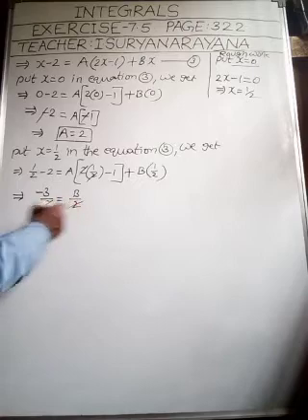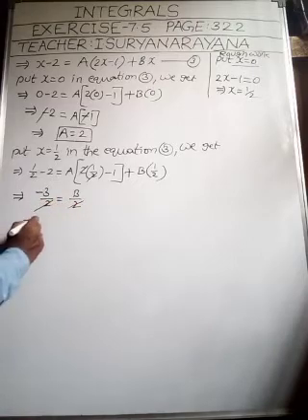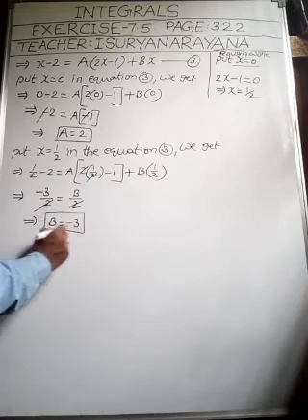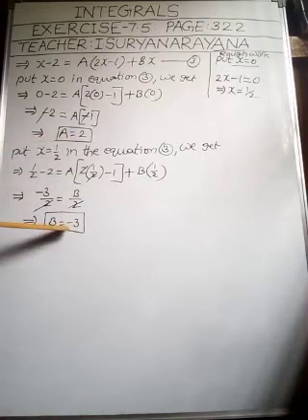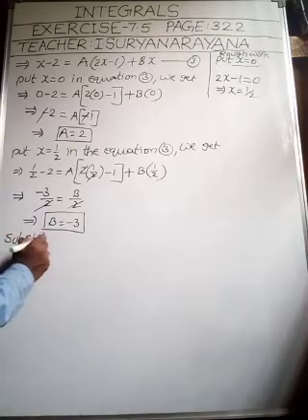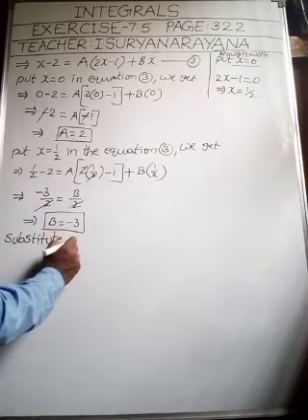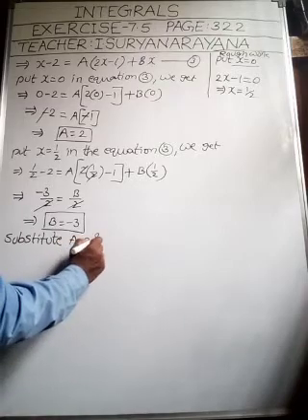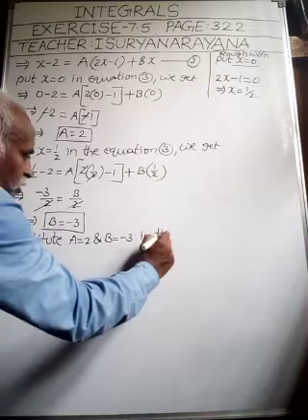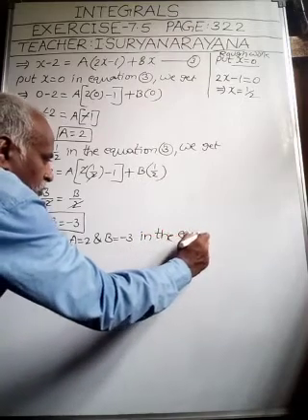This implies 2 gets cancelled. What will you get here? b is equal to minus 3. So we got the values of a and b. Now let us substitute these two values, a is equal to 2 and b is equal to minus 3, in equation 2.